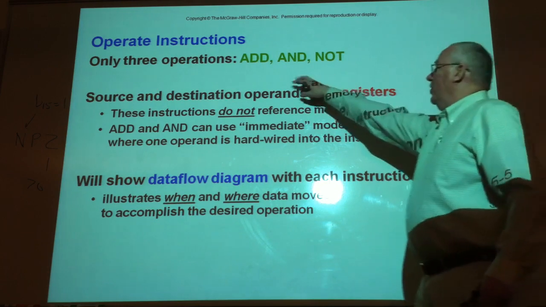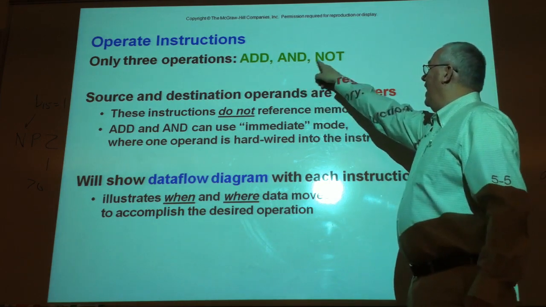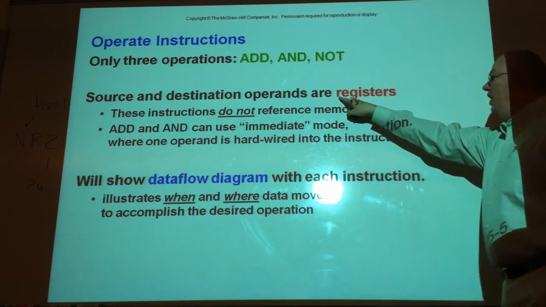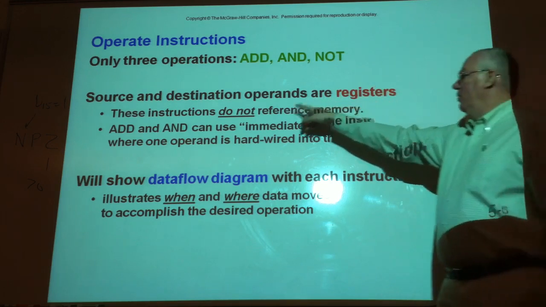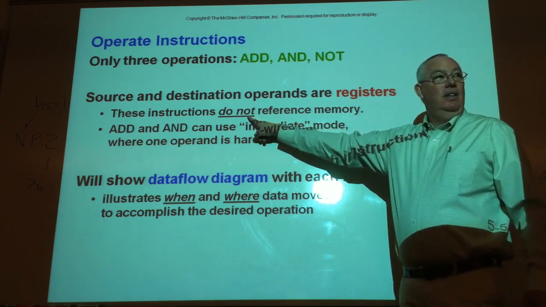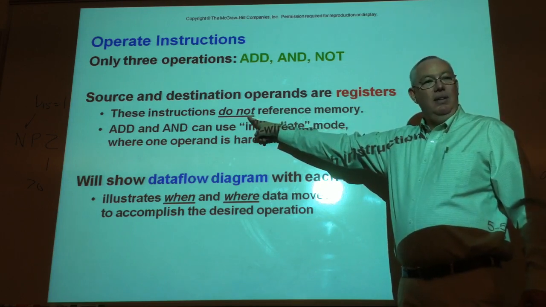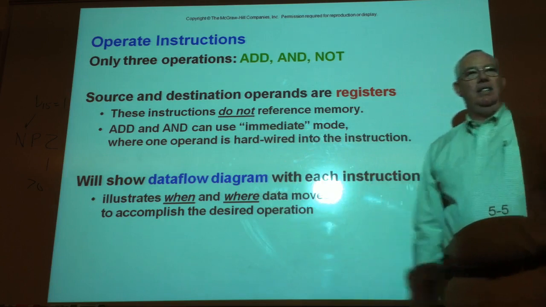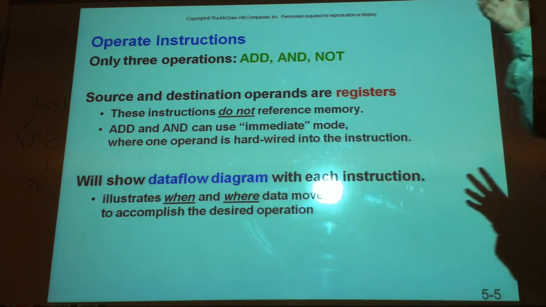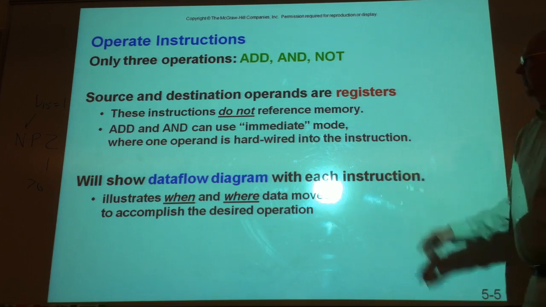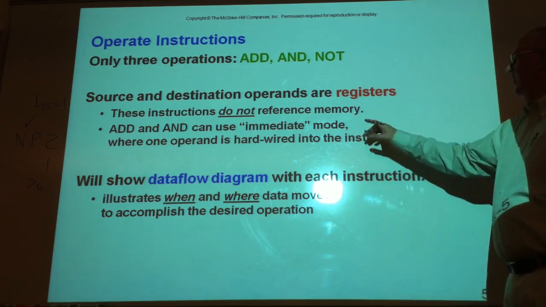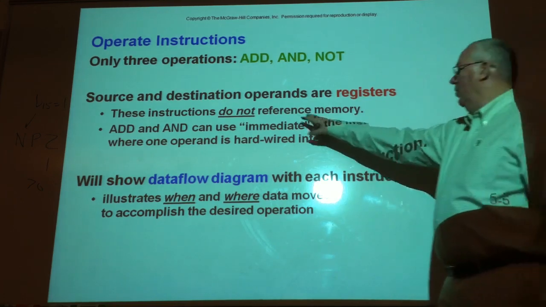Okay, in our operate instructions are AND, ADD and NOT. Source and destination operands are registers. So in other words, these do not reference memory. If you want to add two locations in memory, you have to load each location, then add them together. If you want the result in memory, then you have to store it, okay? So these instructions don't reference memory.